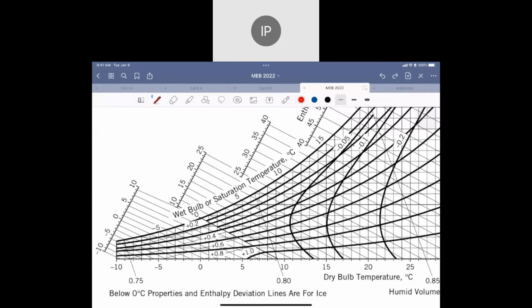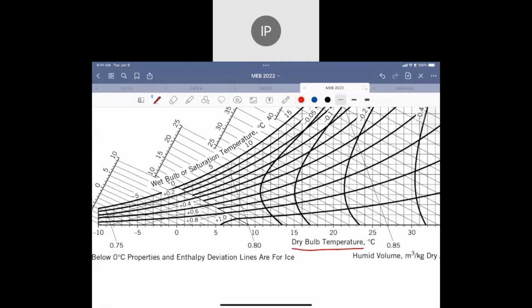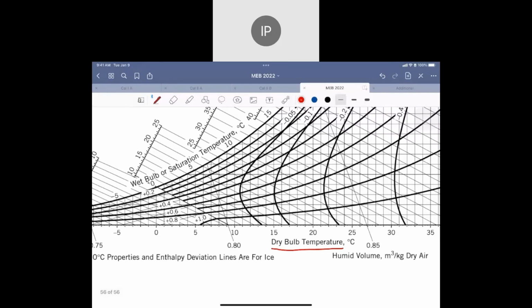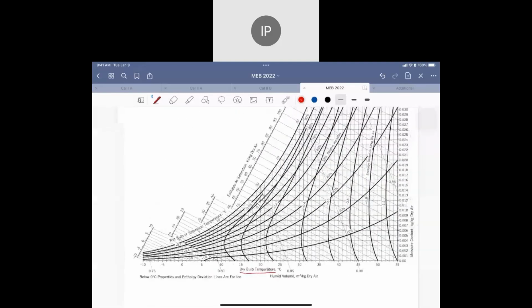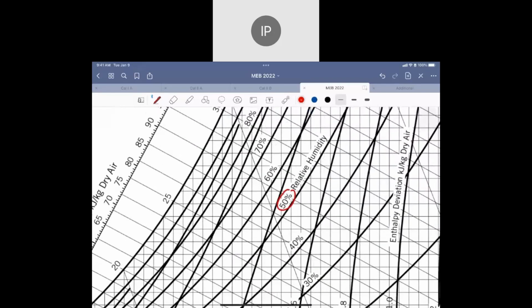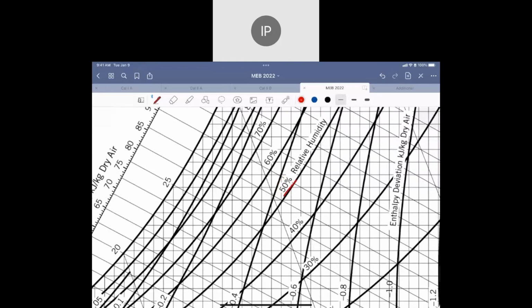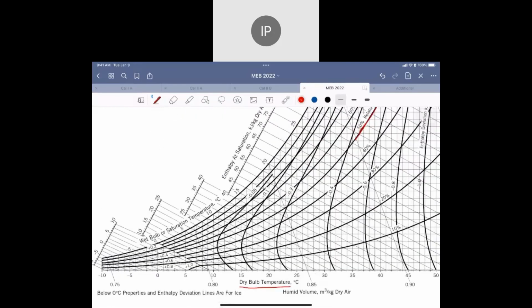So how do we start the readings? We could start from the bottom. We could start from the dry temperature, which is the normal temperature that we have measured. Okay, and then it depends on what we have. For example, if we would like to see the relative humidity, see this percentage. For example, we are going to have 50% relative humidity. So this line is our 50%.